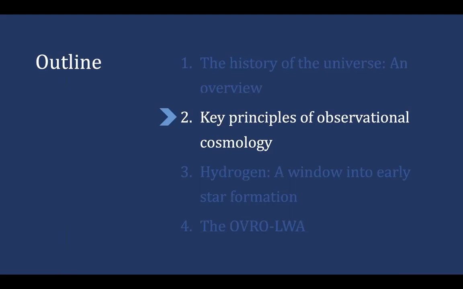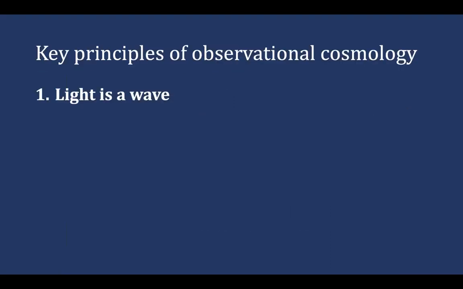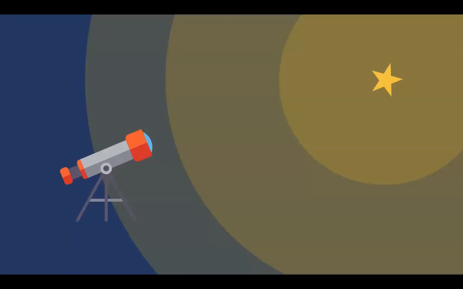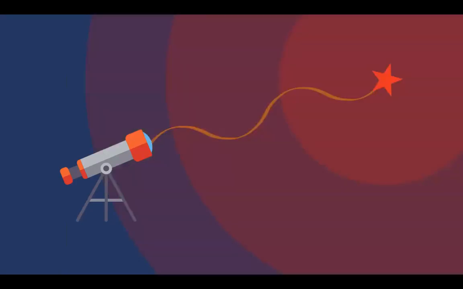Okay, so this brings us to the key principles of observational cosmology. One of the first principles is that light is a wave. If we imagine a distant object, say a star, this star produces light. Light is electromagnetic radiation that manifests as a wave with a particular wavelength. And the wavelength of that light determines the color of the light that we see.